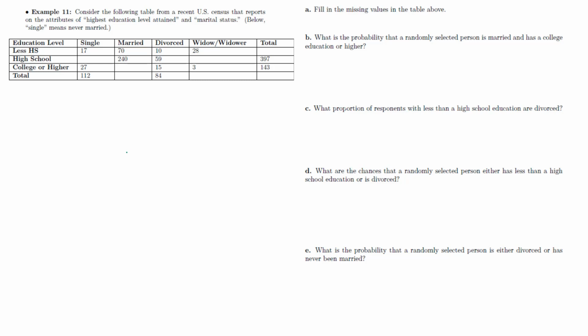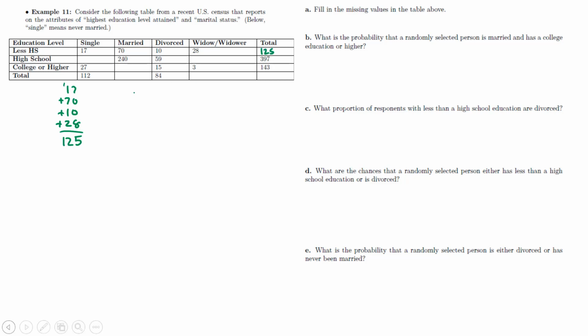All right, so filling in this table, we want to pay attention to the totals. First of all, let's do this one over here. This is easy because this is me taking all these and adding them together. So 17 plus 70 plus 10 plus 28 is equal to 125. So I can put 125 here.